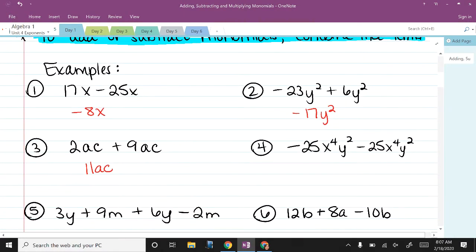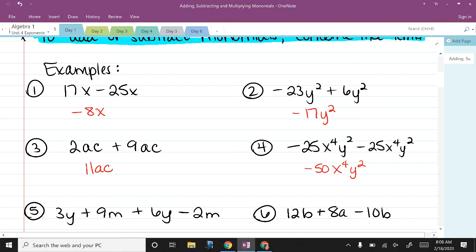All right, number 4. Negative 25x to the 4th y squared minus 25x to the 4th y squared. Are those like terms? Yeah, they have the same amount of x's and the same amount of y's. So they are like terms. What's negative 25 minus 25? Negative 50x to the 4th y squared. You keep the variables the same.